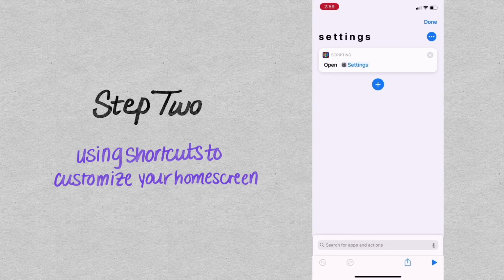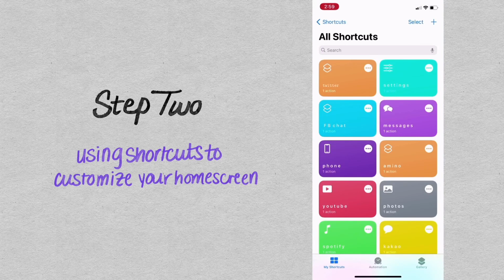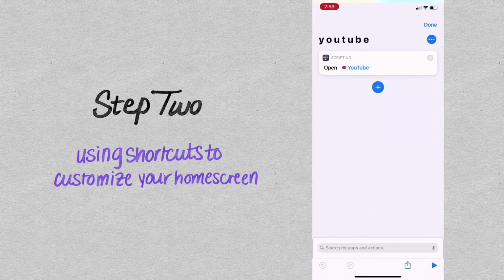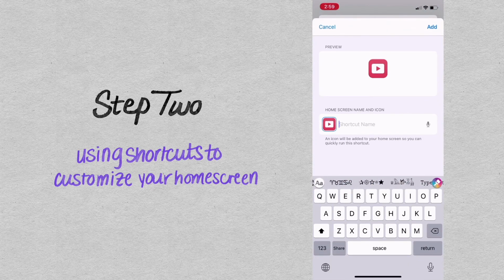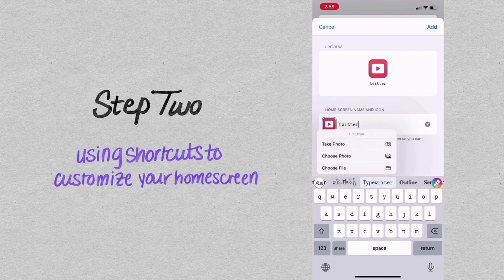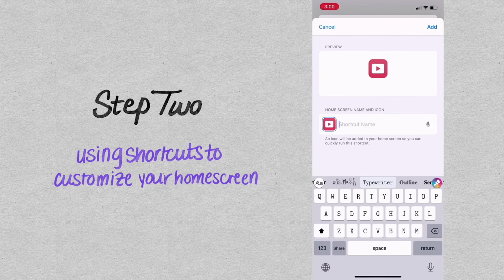Now, to make things a little bit quicker, I'm just opening my already pre-made shortcuts from my own phone, and I'm just changing the shortcut name to match with the typewriter font, and then of course putting in different icons to match the new ones that I made.